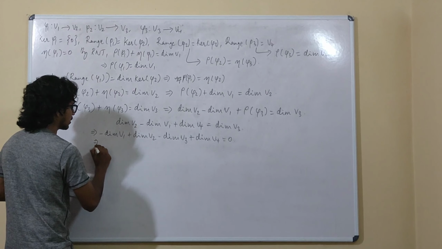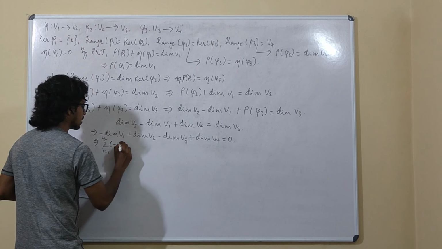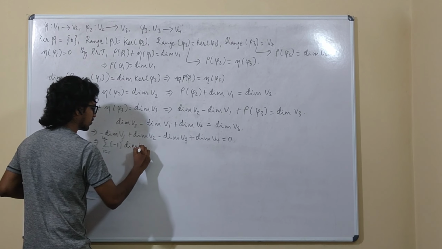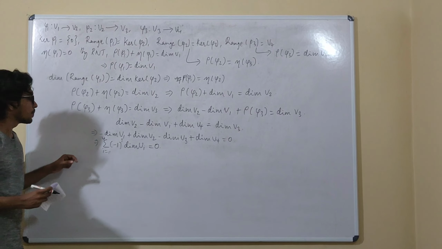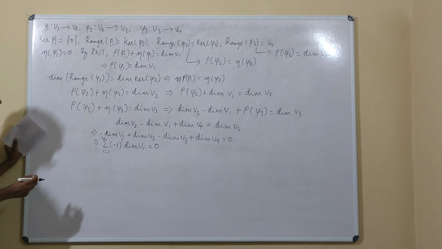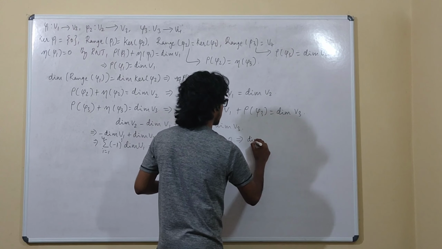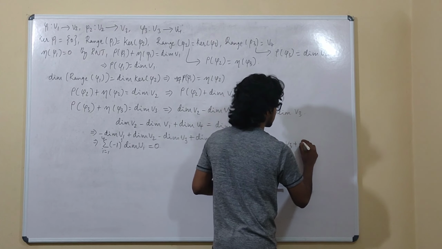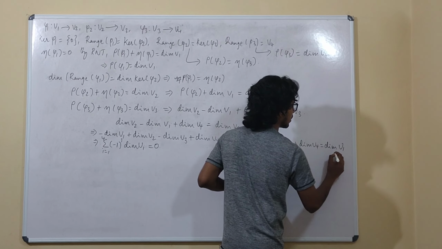So symbolically writing, this is summation, i runs from 1 to 4, minus 1 to the power i, dimension of Vi, which is 0. So that is the first option, and that is correct. Okay. Looking at the second option, from this you can write dimension of V2 minus dimension of V3 plus dimension of V4 is dimension of V1.